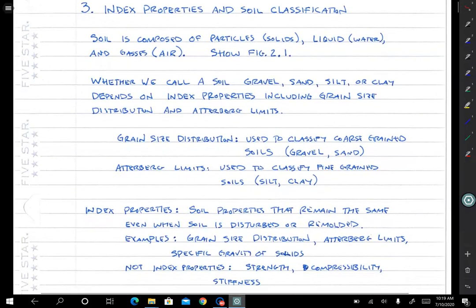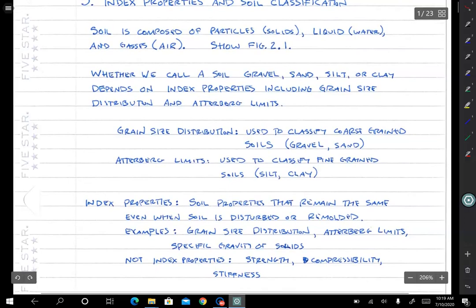Okay, so one thing I'll talk about too are index properties versus non-index properties. So phase relations are actually not an index property because the water content can change, but it turns out that whether we call a soil a gravel, sand, silt, or clay depends only on the index properties, including the grain size distribution. So that's the distribution of different sizes of grains within this soil, and the Atterberg limits, which we'll talk about as well.